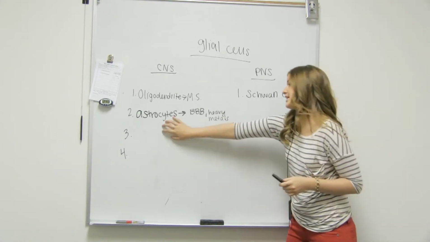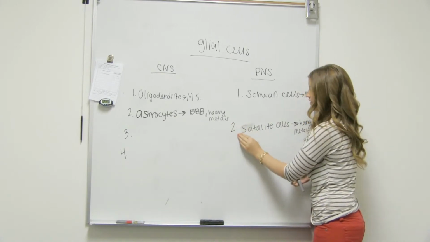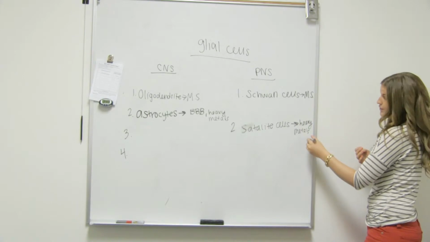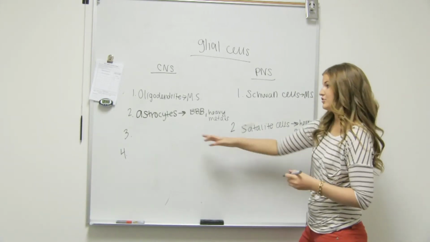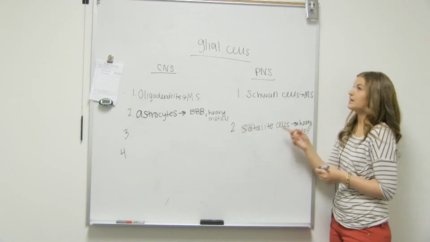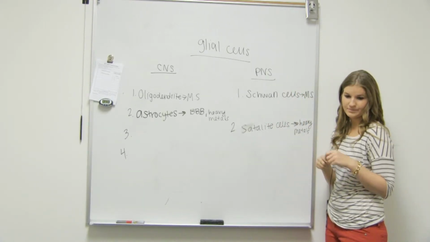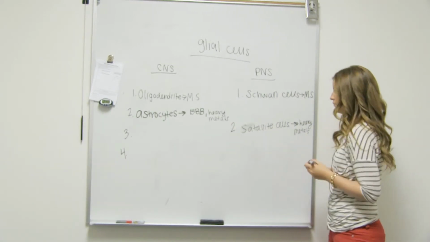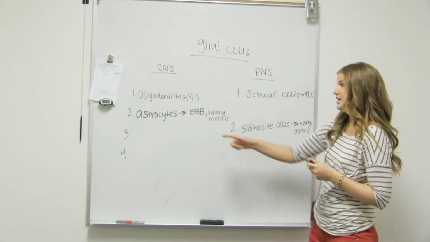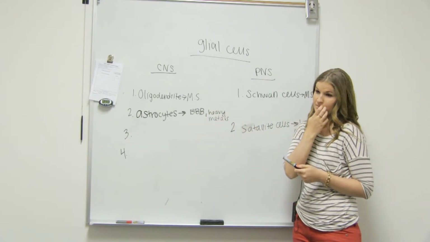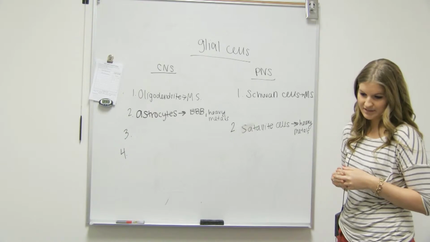Okay, so your astrocytes and your satellite cells kind of do the same function. They're going to protect from heavy metals. Satellite cells are just another type of glial cell for your PNS. And the astrocytes are going to form your BBB, or your blood-brain barrier, and that's in your CNS.